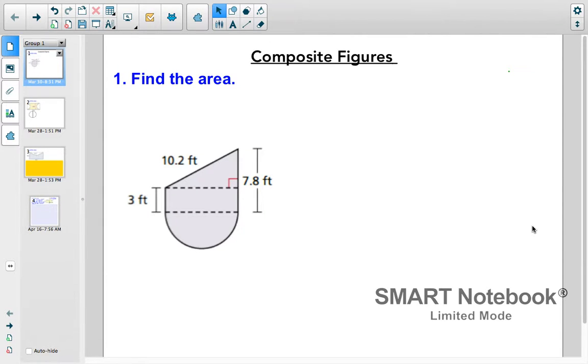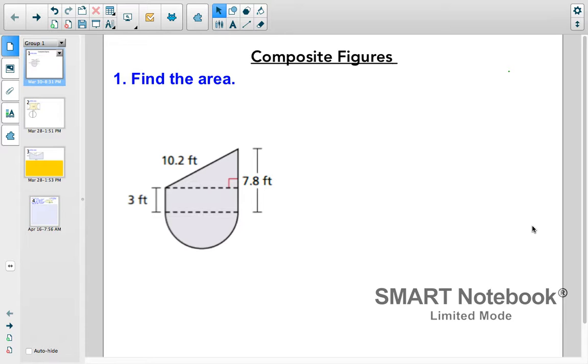Today we're doing composite figures. Now, what's a composite figure? It's a bunch of shapes put together. Here in the figure in front of you, you got a triangle, a rectangle, and a semicircle. In order to find the area, you have to find the area of each piece and add them all together. Now, here's a hint. Whenever it says find the area, we're only concerned with what's shaded in.